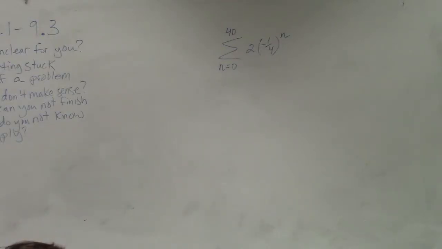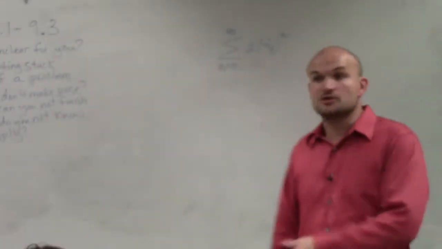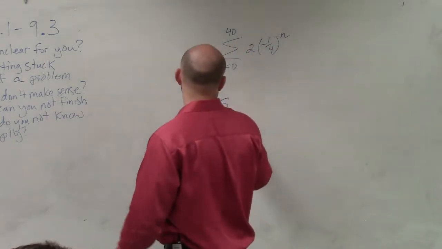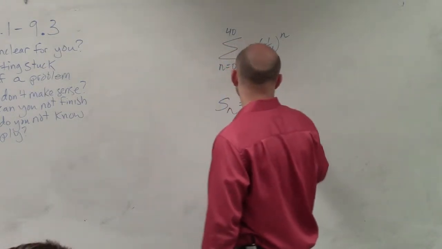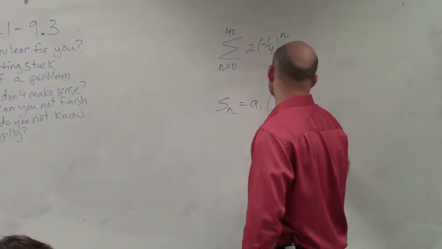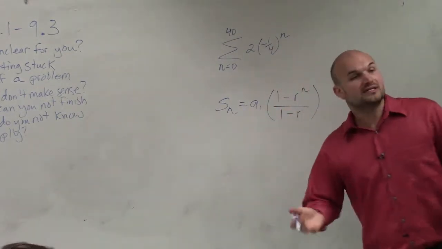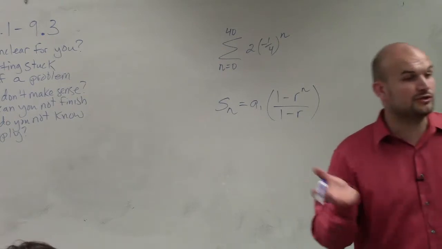Now, what they're asking us to do is find the sum. But what we notice in this one is the sum in this example is a finite series. So there's a different formula that we're going to apply for the sum of a finite series. And the sum for that is a sub 1 times 1 minus r raised to the n, all over 1 minus r.